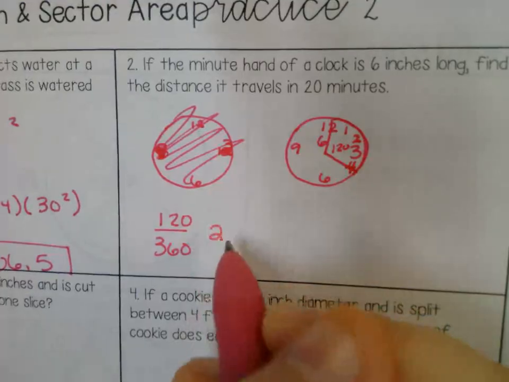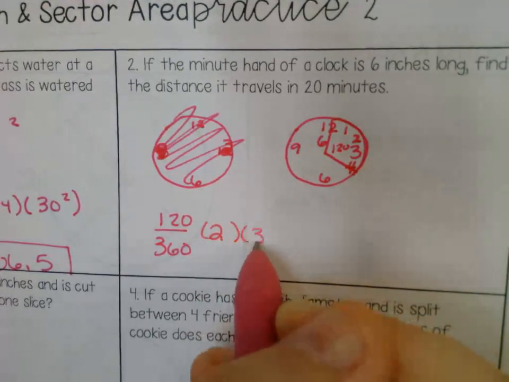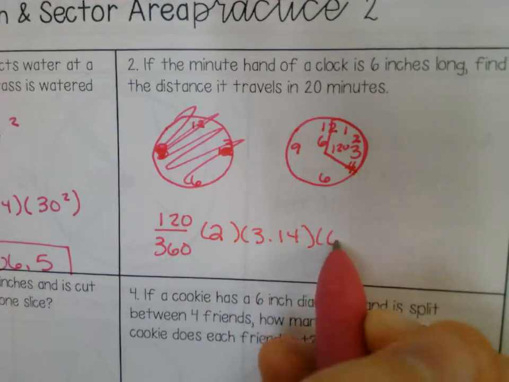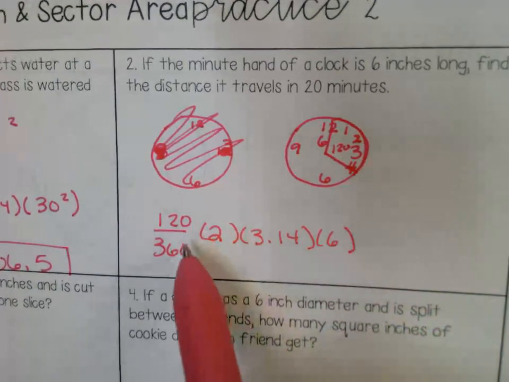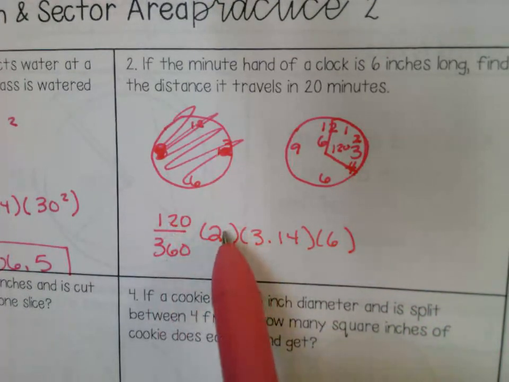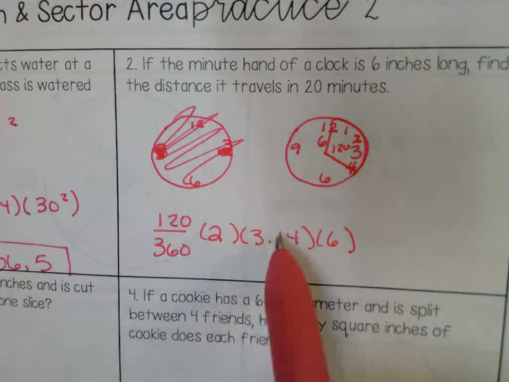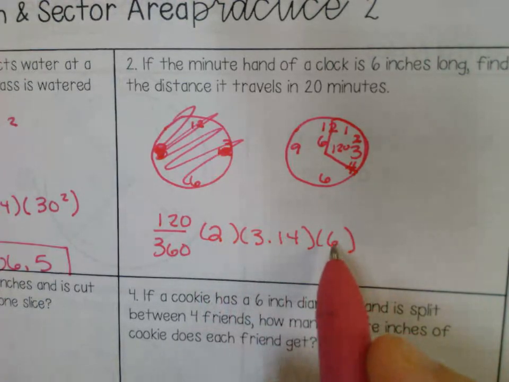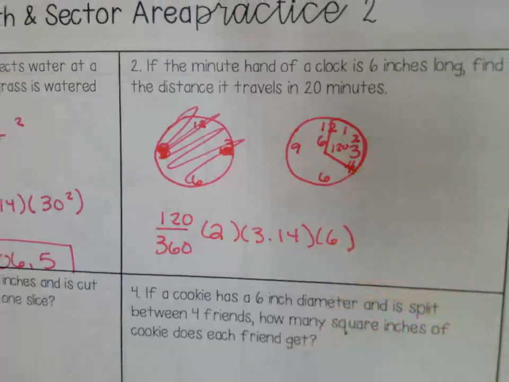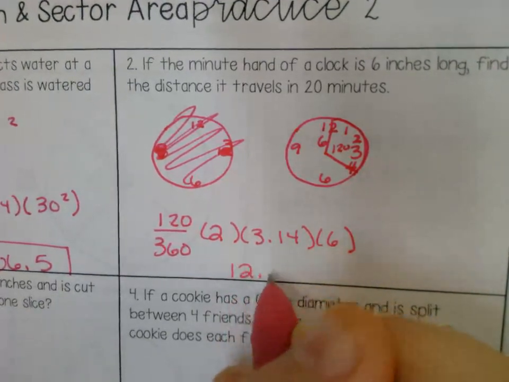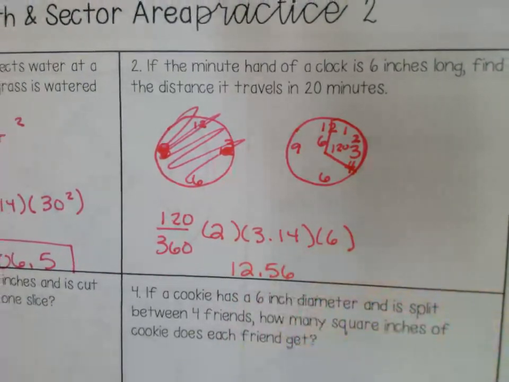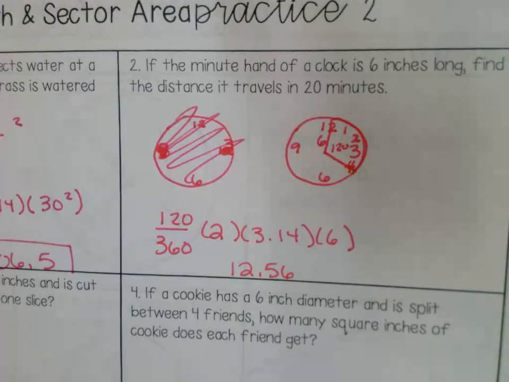So you're going to do 2 times pi times your radius. So you're going to do 120 over 360. You need to be doing this with me. Times 2 times 3.14 times 6, which is your radius. And that's going to give me 12.56.